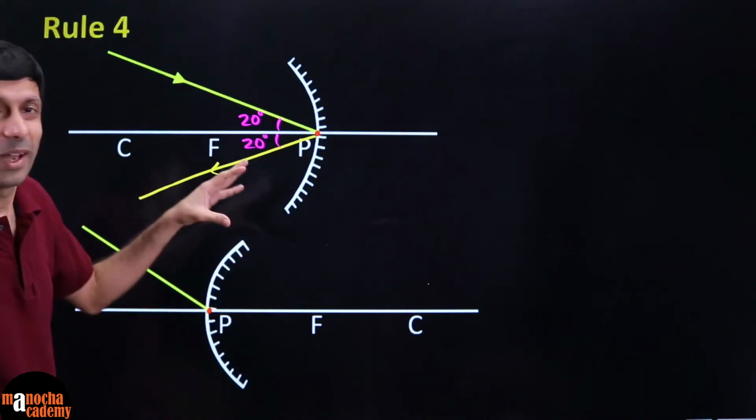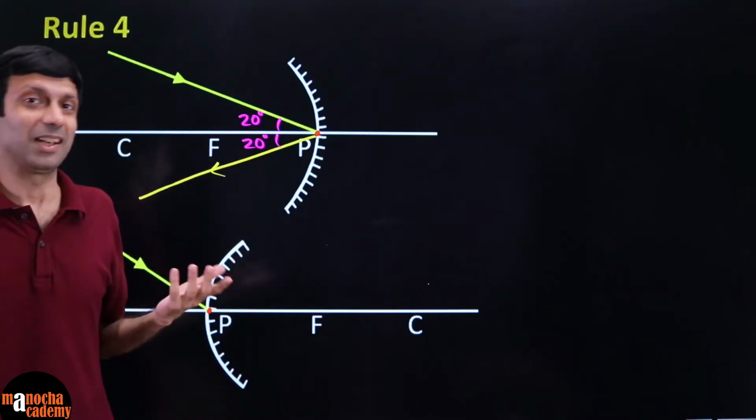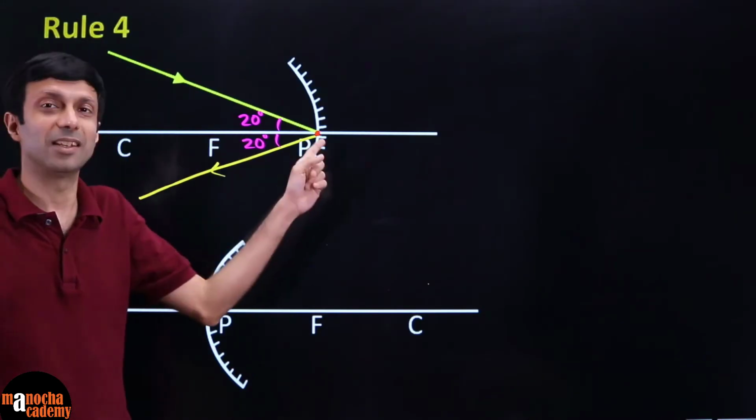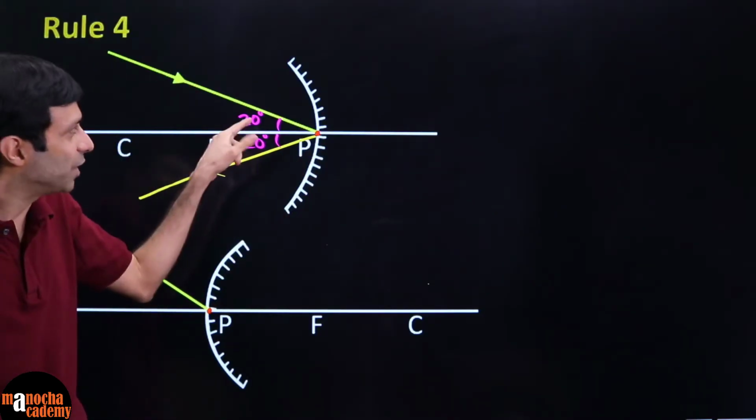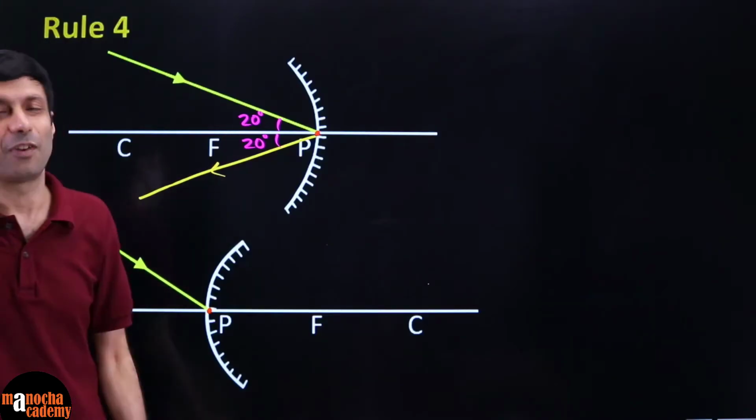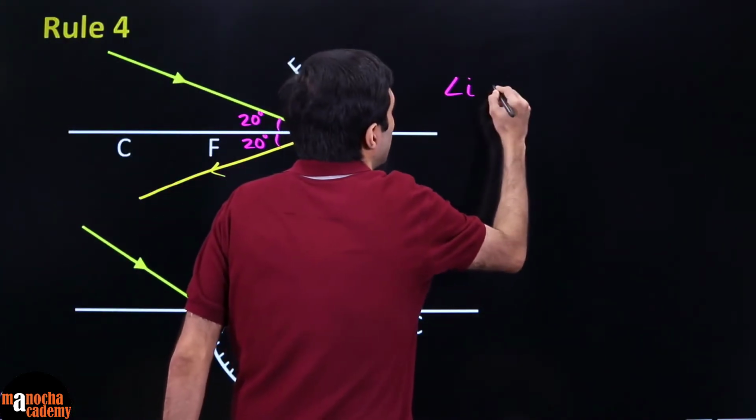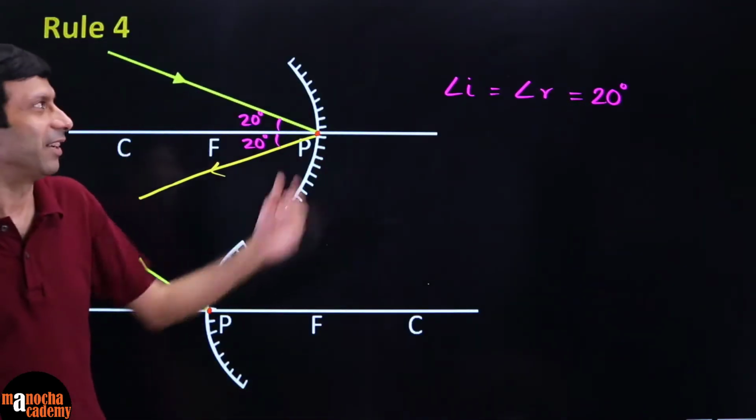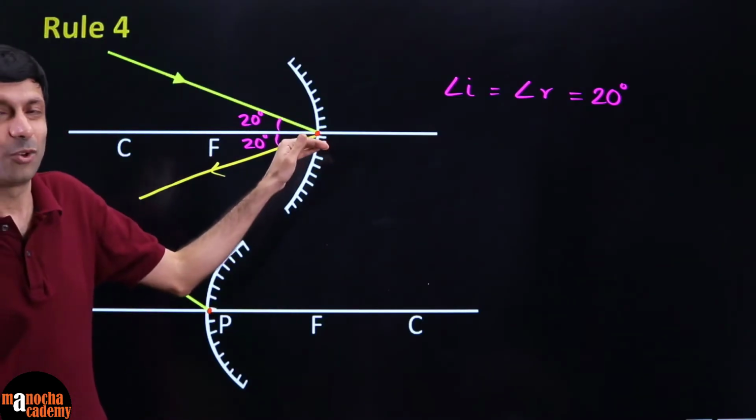So it looks almost like a plane mirror diagram, because basically a spherical mirror follows all the laws of reflection, and in this special case the principal axis is acting as a normal. So there you can see if angle of incidence is 20 degrees, angle of reflection is also 20 degrees. So here you can see angle i is equal to angle r, 20 degrees. Clear? Can it be 0 degrees? Well, then it will become rule 2.